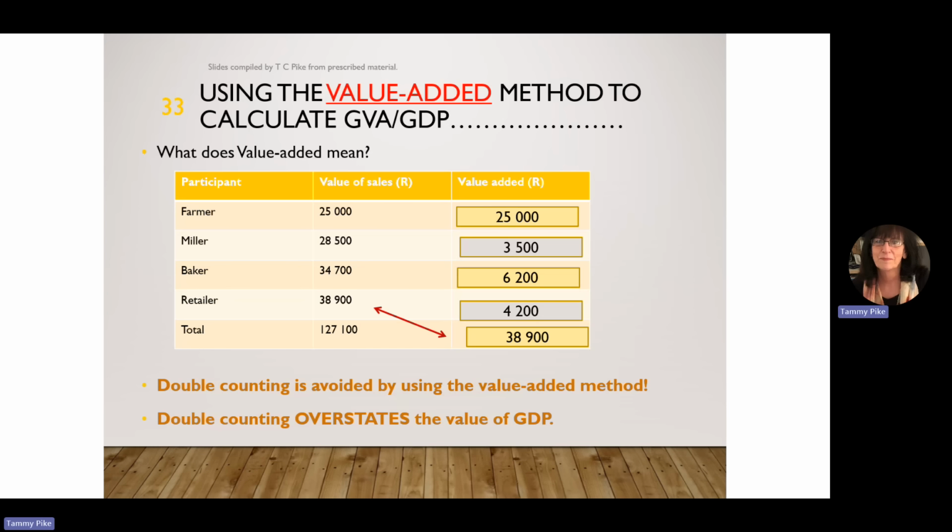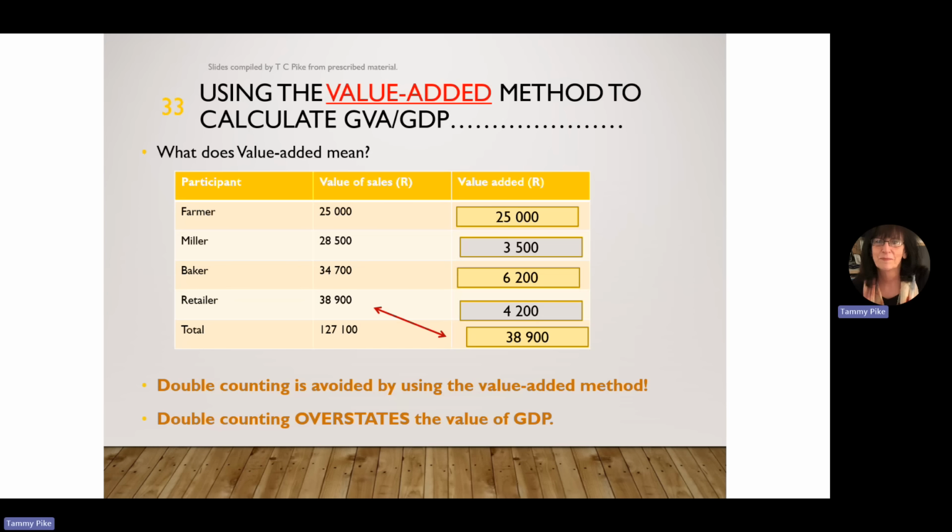So we go into the first one, the farmer. Well, before the farmer planted the wheat, there was no wheat. So his value added is the full 25,000 added by the farmer. So he sells that to the miller. The miller pays 25,000 to the farmer, and the miller gets the wheat. The miller now turns that wheat into flour. The question is, how much value did he or she actually add? And that is simply the difference between those two numbers. So that's what we can see there, 3,500.